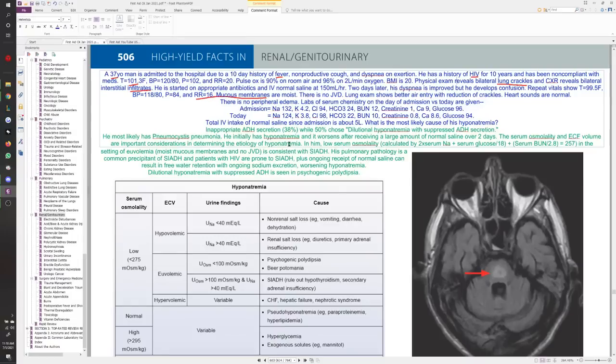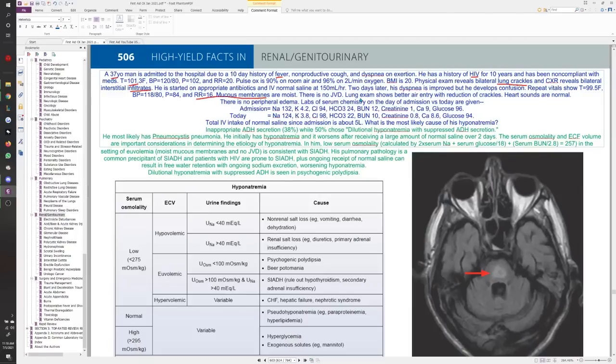So then you look at your answer choices, right? You see the answer choice of SIADH. And then you also see the other answer choice of dilutional hyponatremia with suppressed ADH secretion. And of course, most people picked it, right? 50% of people picked it. It's pretty interesting and very easy to fall for this trick too. Why would you pick this? Because he was given 5 liters of saline.